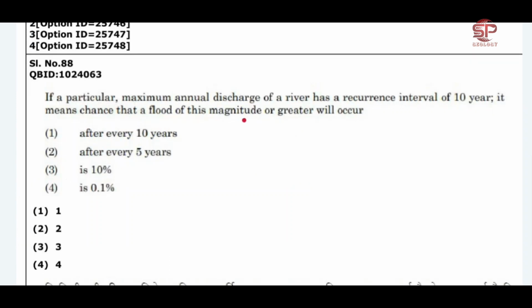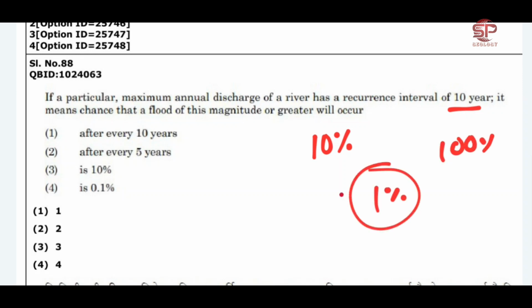In a particular river, the maximum annual discharge has a recurrence interval of 10 years. It means the chance of a flood of this magnitude or greater will occur once in 10 years. So each year we will have a chance of 10% of flooding. Each year the chance is 10%, and after 10 years that is 100%. If a flood occurs once in 100 years, then each year has a 1% chance. So the answer will be 10%.